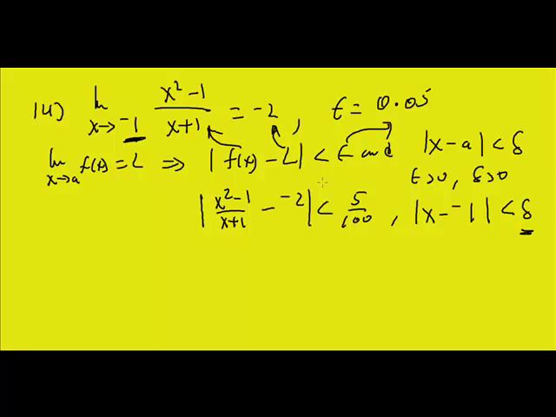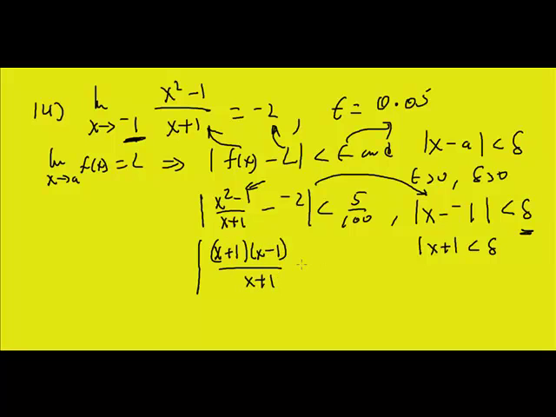I want to make this look like that. So let's clean this up a little bit. It'll be the absolute value of x plus 1 is less than delta. Now let's play around with this one. The top one, I can factor. So that will be x plus 1 times x minus 1, all over x plus 1, plus 2, absolute value of that is less than, and we can reduce that, and that reduces to 1 over 20.